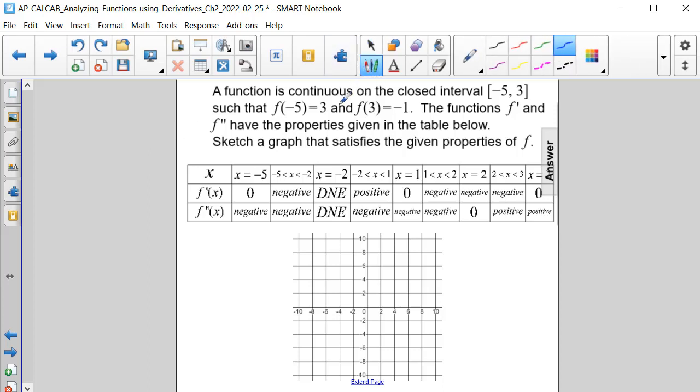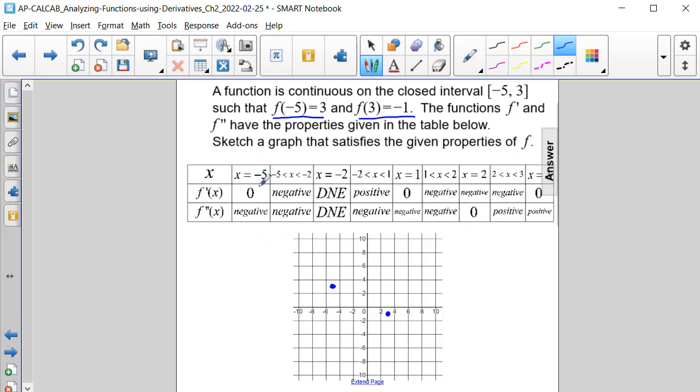All right, to begin, let's first graph the endpoints of our function. When x is -5, its function value is +3, so it's going to go right about here. And when the function is evaluated at x equals 3, it's going to have a y value of -1. All right, so we have our beginning and ending points, and now we're going to follow the table in order to graph the function that we have.